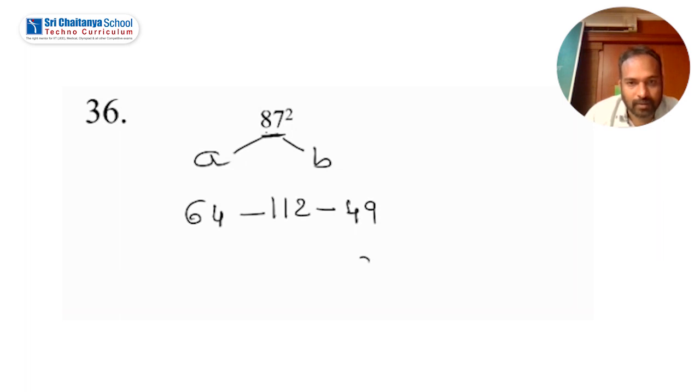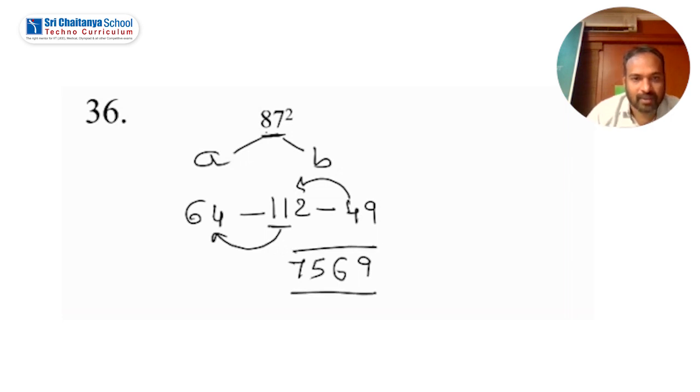Now do the balancing. 9. Carry forward 4 here. So 2 plus 4 is how much? 6. Now carry forward this 11 to here. 64 plus 11, how much? 75. So the answer is 7560.